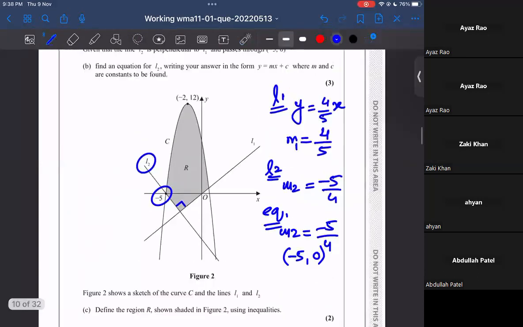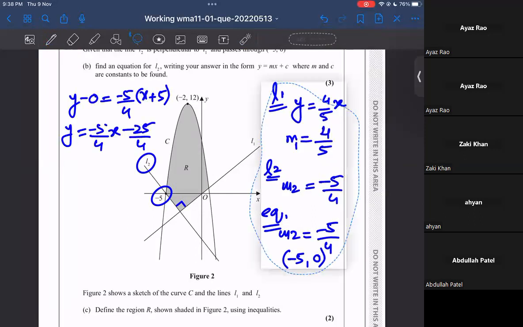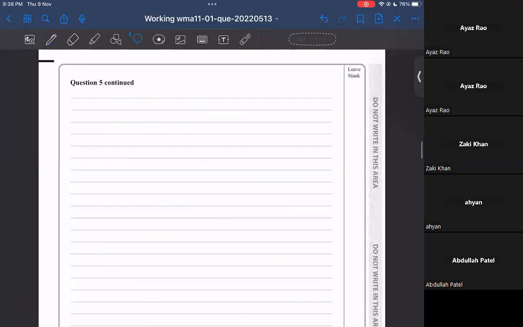So we don't need to struggle much. y minus y1, y1 is 0, equals m times x minus x1. x1 is minus 5, so it will become plus 5. So y equals minus 5 by 4 x minus 25 by 4. This is the equation of L2. I'm just copying it down here in the answer space.